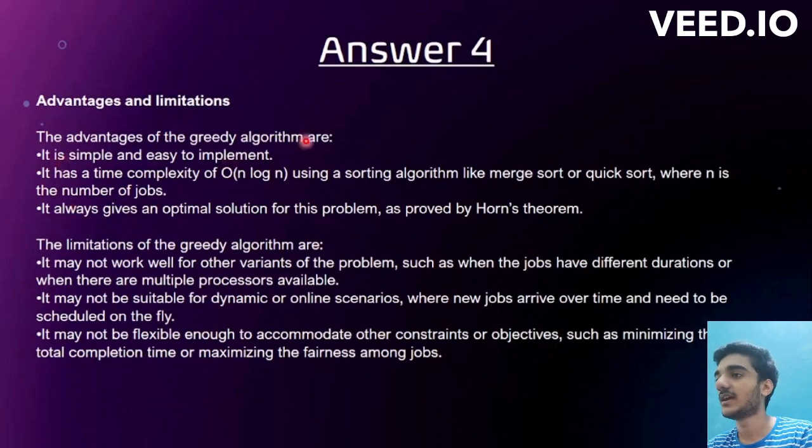Advantages. The advantages of the greedy algorithm are: it is simple and easy to implement. It has a time complexity of O(n log n) using a sorting algorithm like merge sort or quick sort, where n is the number of jobs. It always gives an optimal solution for this problem as proved by Horn's theorem.